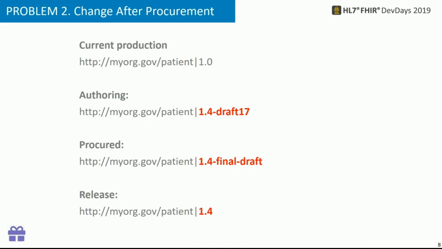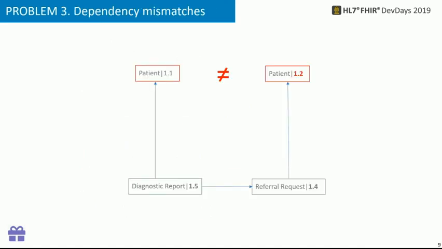That's the second problem. Problem 3 is that if you version individual profiles, you get all kinds of version mismatches. For example, if you have a diagnostic report pointing to patient 1.1 and a referral request pointing to patient 1.2, they can no longer work together.